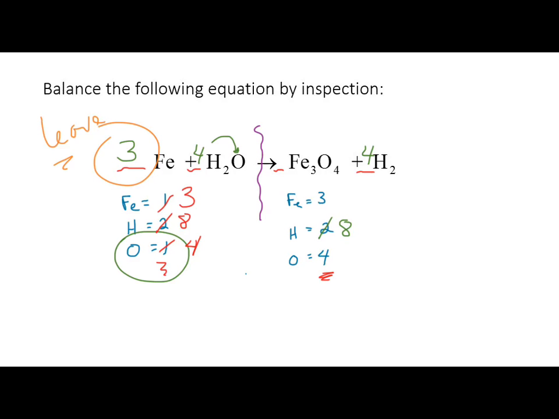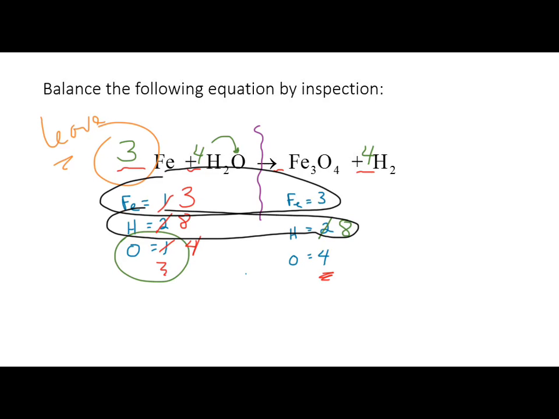Okay, so let's compare across the board. It's looking like our Fe's are the same, our H's are the same, and our O's are the same. That's it. Like I said, it's kind of back and forth.